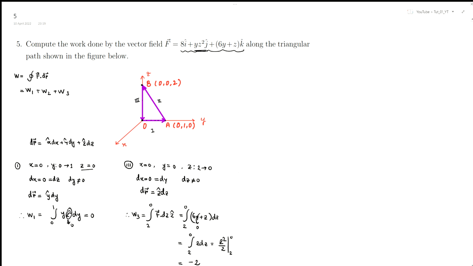So our two parts are done, but next we need to find the work done along part 2. If you look at part 2, what is constant? Because it is on the x equals 0 plane, our x is equal to 0. However, our y is changing. How is y changing? Y is changing from 1 to 0. What about z? Z is also changing, from 0 to 2.